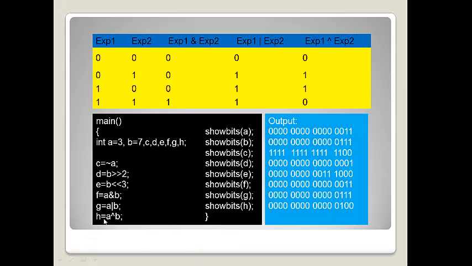Now the next expression, h is equal to a XOR b. This is the binary form of a, and this is the binary form of b. In XOR, if both are 0 or both are 1, the result is 0. If only one is 1, the result is 1. So 1 and 1, both high, gives 0, and 0 and 1, where only one is 1, gives 1. Where both are 0, the result is 0. These are the operations of the bitwise operators.